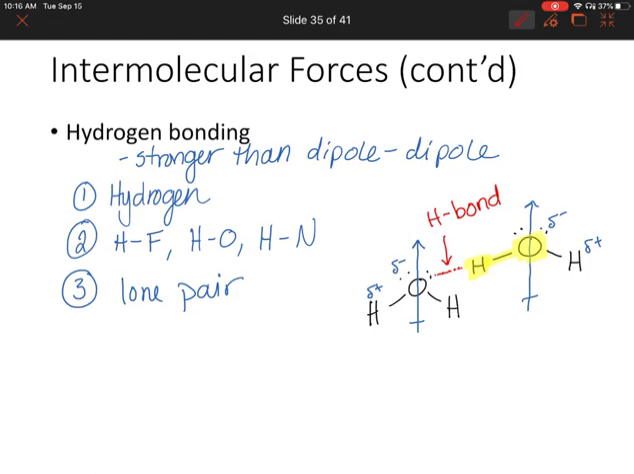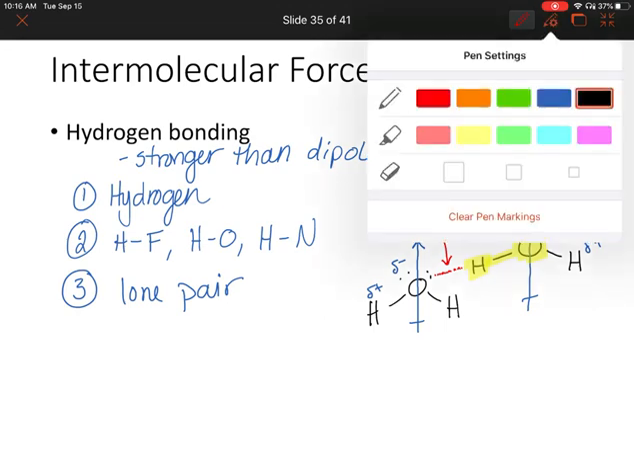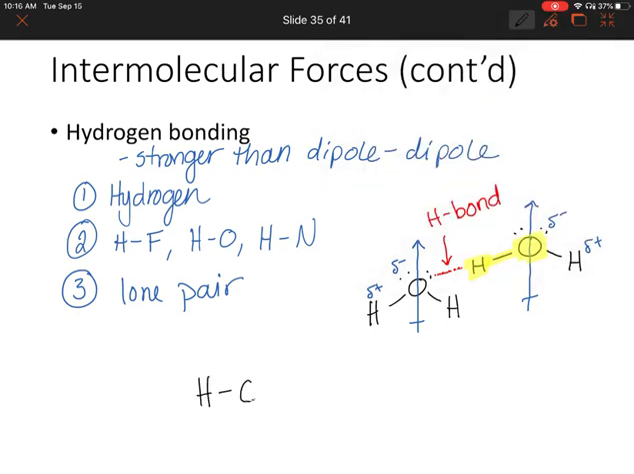Now, that other atom that the hydrogen is attracted to has to be fluorine, oxygen, or nitrogen. It can't be just any old electronegative atom. So for instance, let's say we had HCl next to a water molecule.